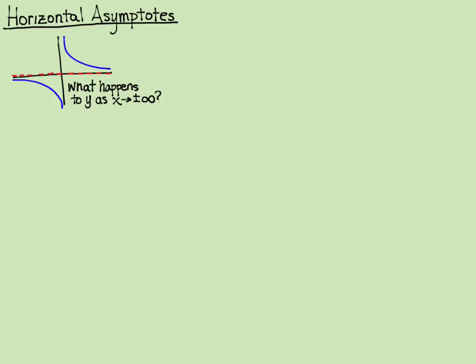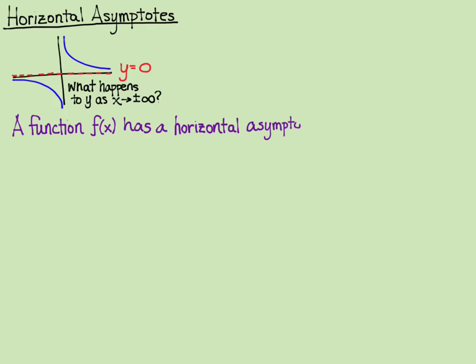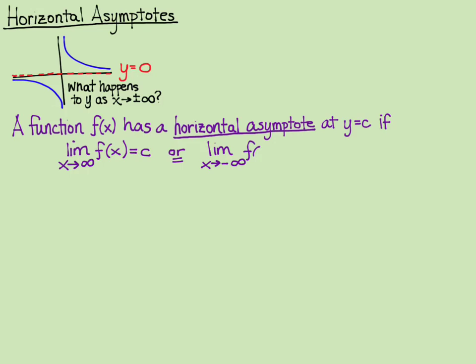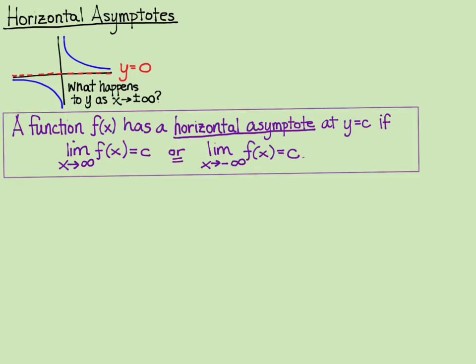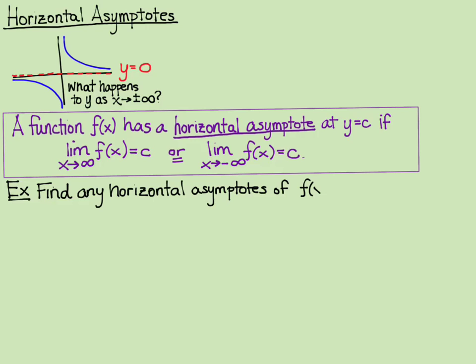The last thing we need to discuss are horizontal asymptotes. A horizontal asymptote is what happens to y as x gets really, really large. In this case, y is going to 0. A function f of x has a horizontal asymptote at y equals c if the limit as x goes to infinity of f of x equals c, or the limit as x goes to negative infinity of f of x equals c. For example, let's find any horizontal asymptotes of f of x equals arctangent of x.